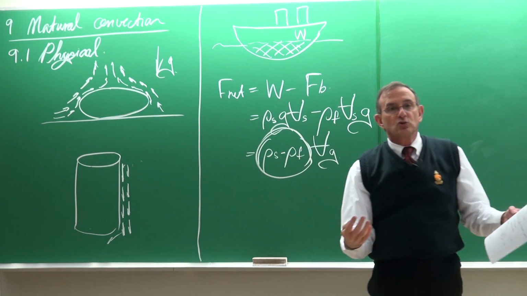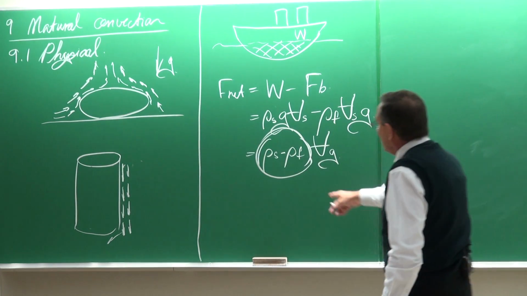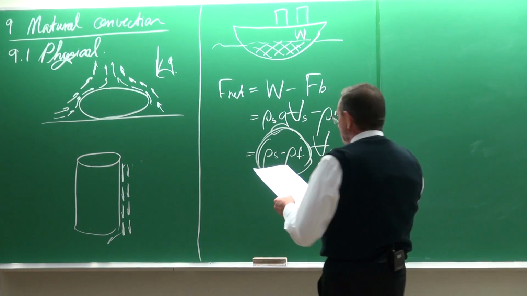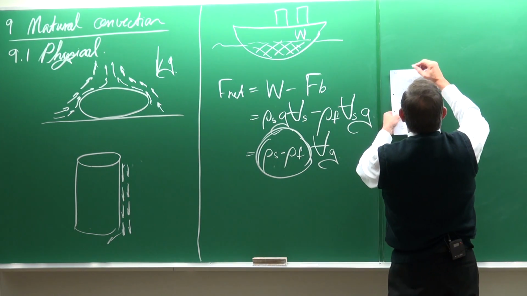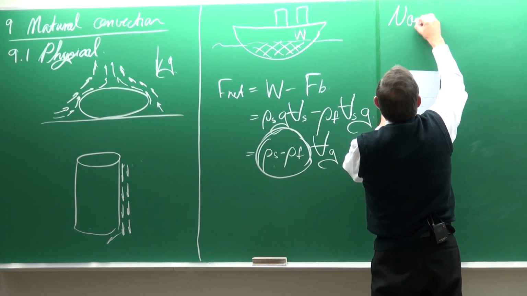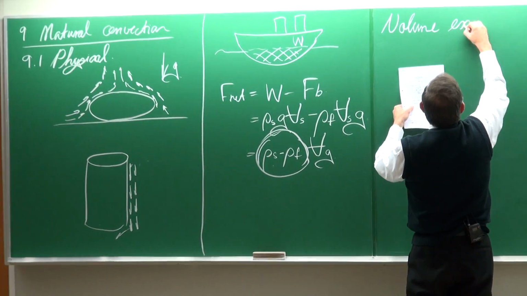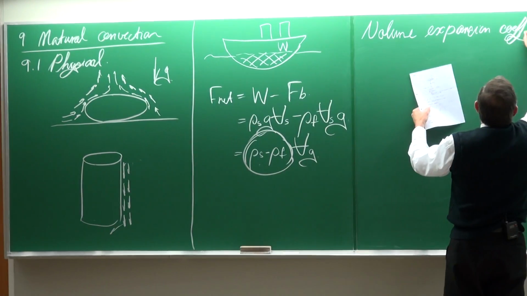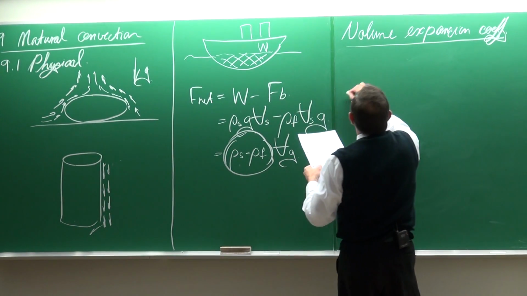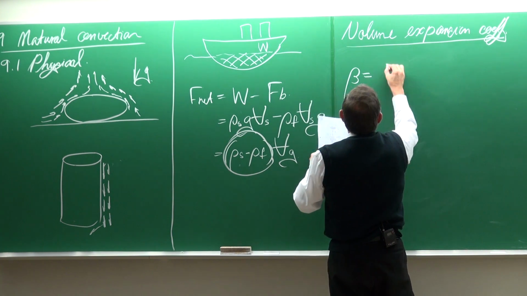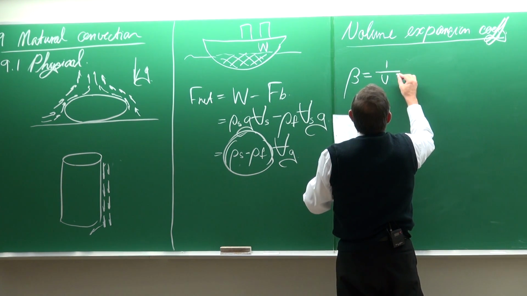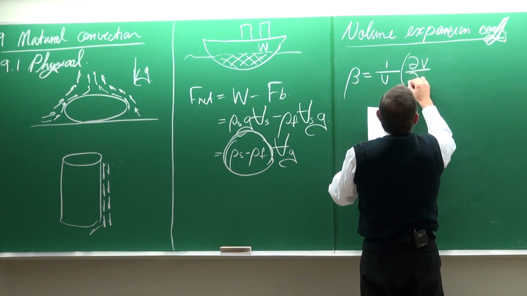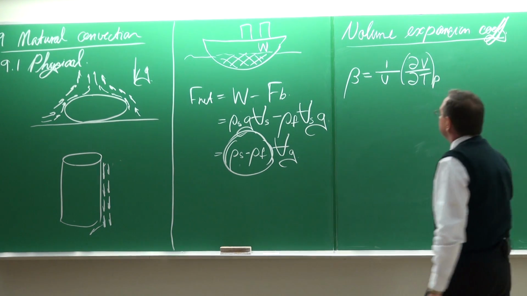But in heat transfer we would like to work with temperature. So we actually would like to write this as a function of temperature. And this is being done with the so-called volume expansion coefficient. The volume expansion coefficient is equal to beta, and it is equal to 1 divided by the specific volume multiplied by the partial dv/dT at constant pressure.